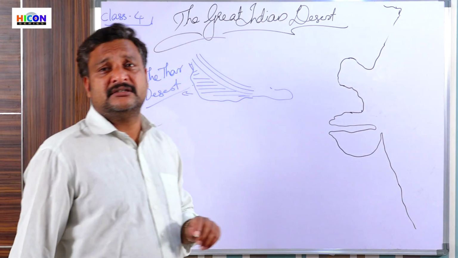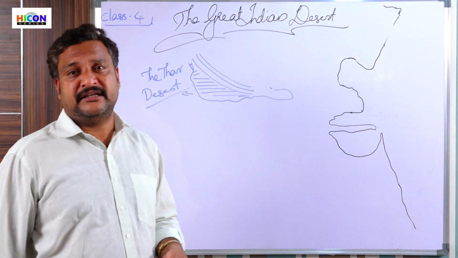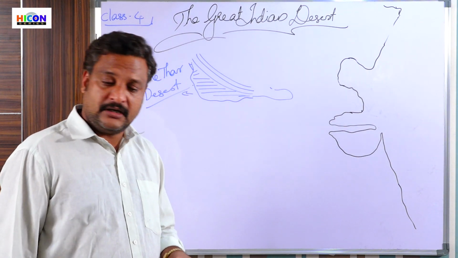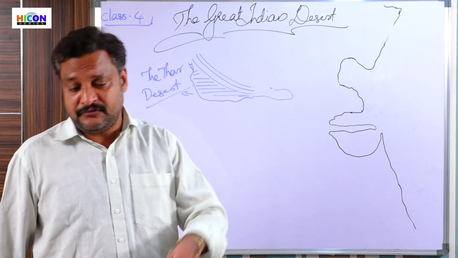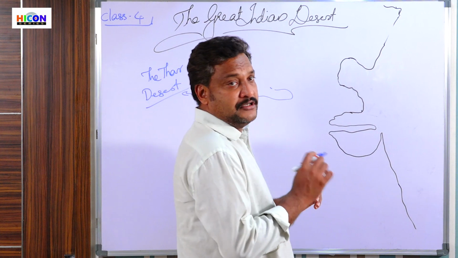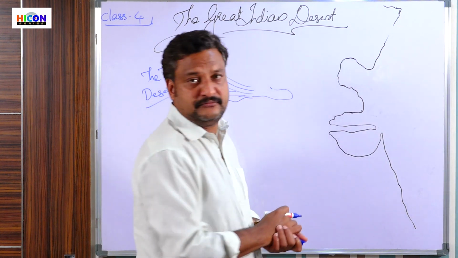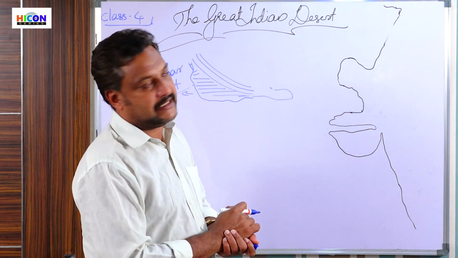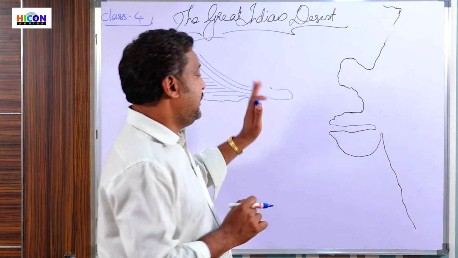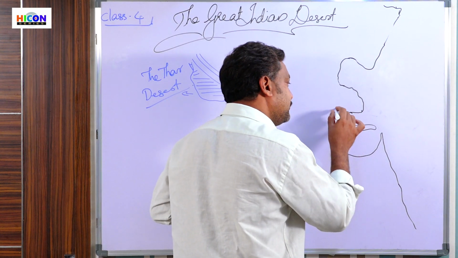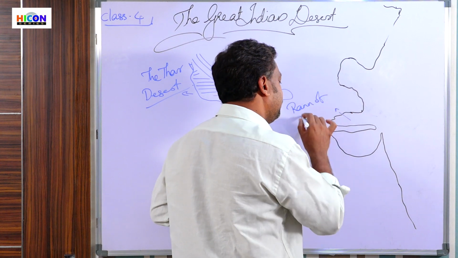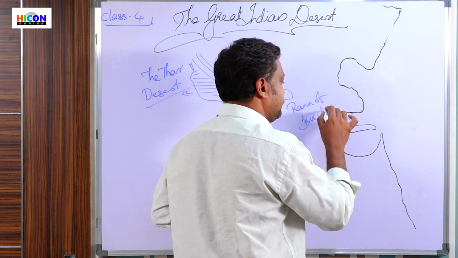What do we call that? Either we call it the Great Indian Desert or the Thar Desert. Got it? Now, the extent of the Thar Desert starts from the Kutch region. This is the western side of India on a representational map, not exact, okay? And this region of Gujarat is known as the Ran of Kutch.